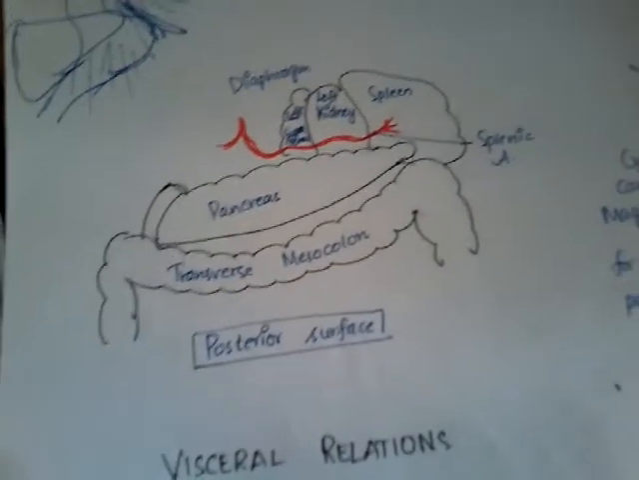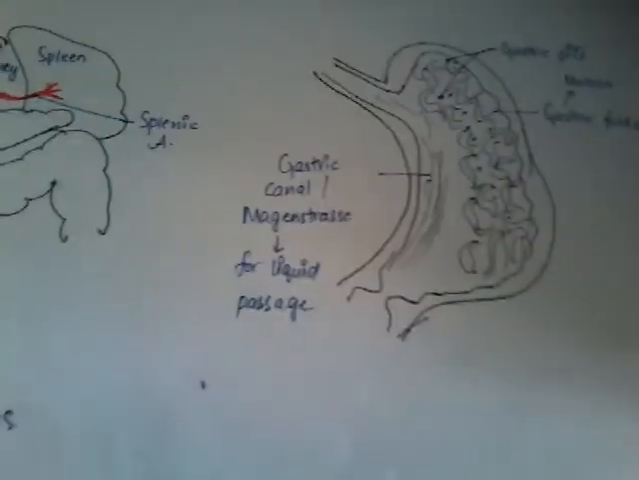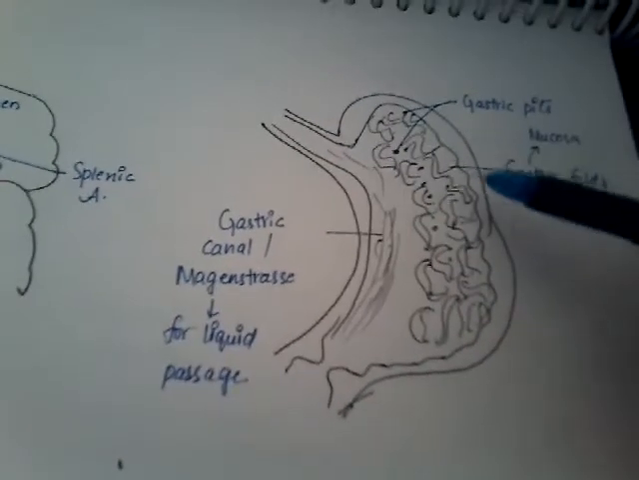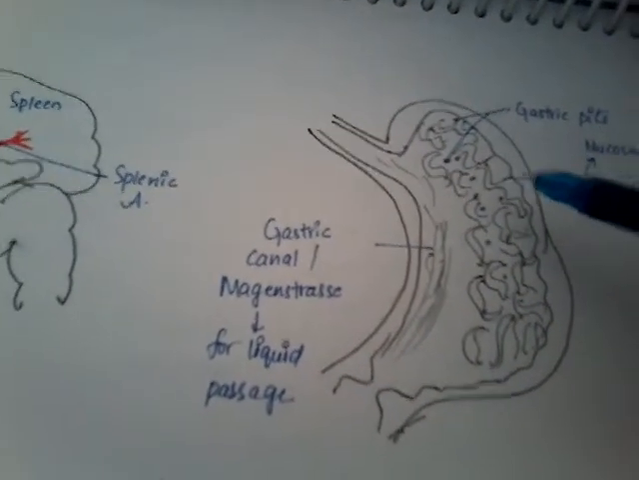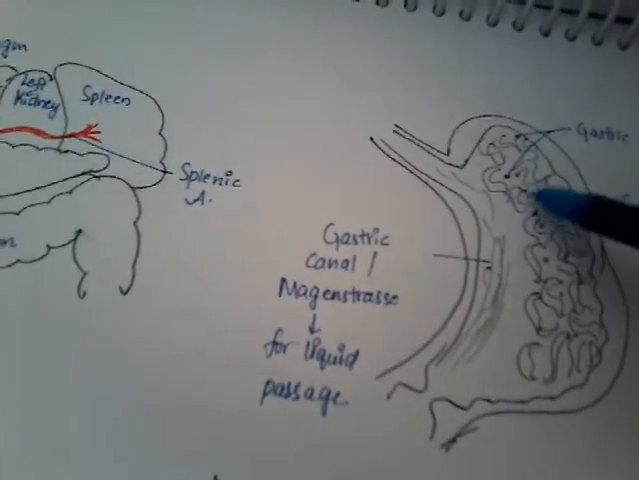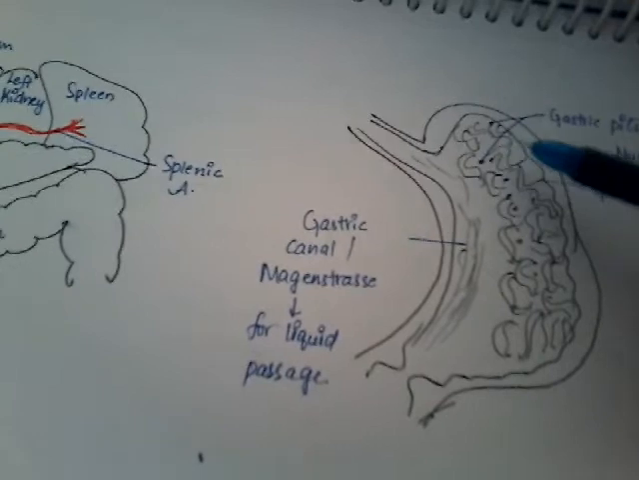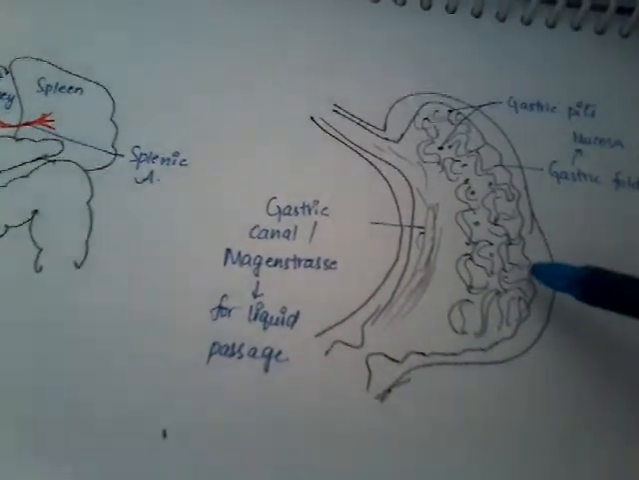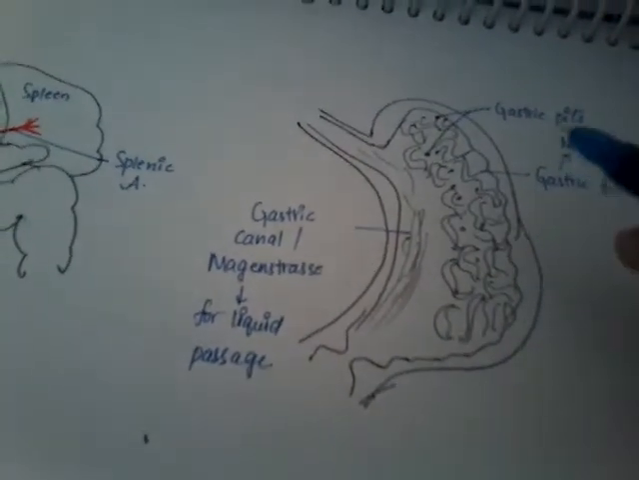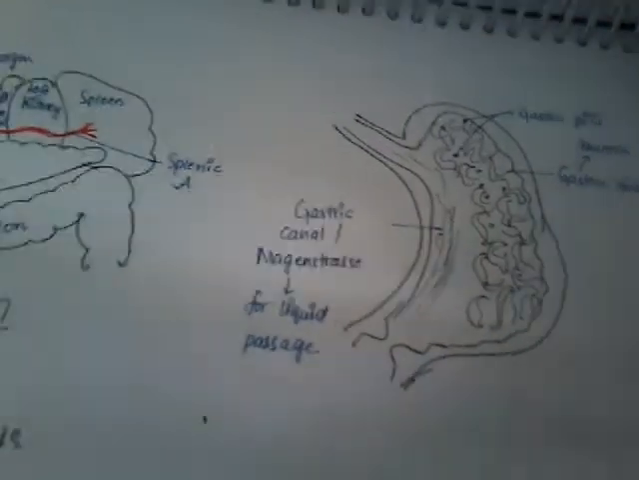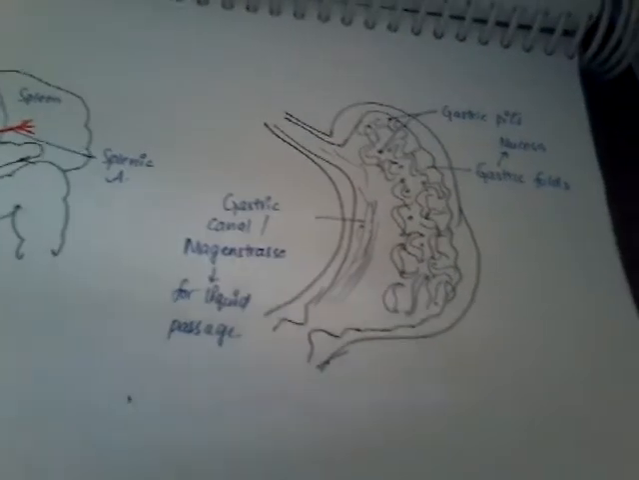So what is the main interior of the stomach? If you see, the interior of the stomach has a gastric canal for liquid passage. It also has gastric pits. These gastric pits are smaller impressions, and on these smaller impressions, gastric glands open, and it also has gastric folds. Whenever there is increased food, these rugae can become flat. These gastric folds can become flat whenever the stomach is distended. So this is the internal structure of the stomach.